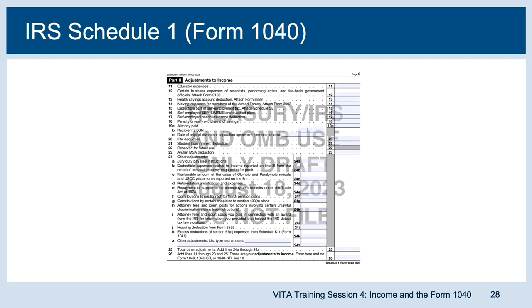Line 22, reserved for future use. Line 23, Archer MSA deduction, medical savings account. Line 24A through Z, other adjustments. Line 25, the total of lines 24A through Z. Line 26, add 11 through 23 and 25. These are the adjustments to income. Enter on Form 1040 or 1040-SR line 10, or Form 1040-NR, line 10A.